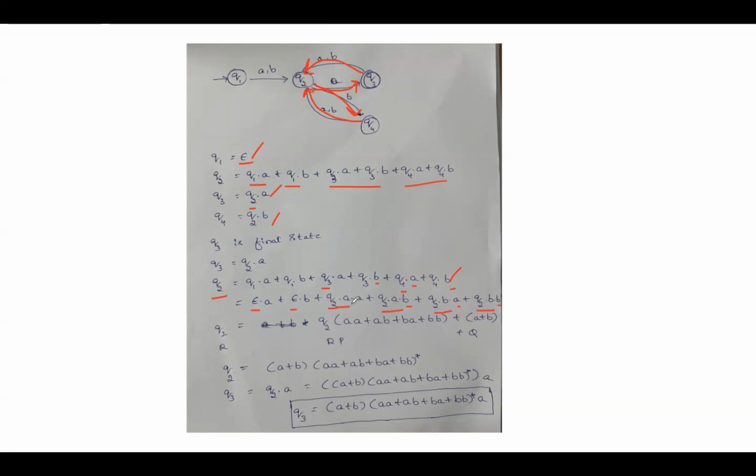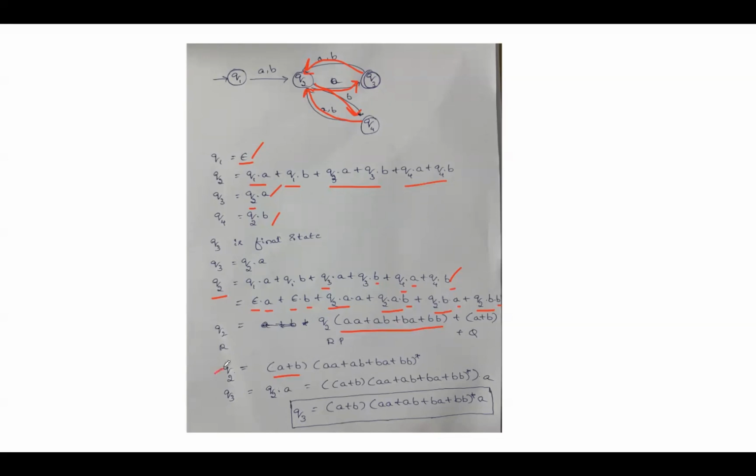So here you can see Q2 is common in all the terms. So take it common and write down AA plus AB plus BA plus BB. And we have two terms A and B, so that is A plus B. This is in the form of R equal to RP plus Q, so you can write it as QP star according to Arden's theorem. So Q is A plus B, and P is this complete term. So that is P star.